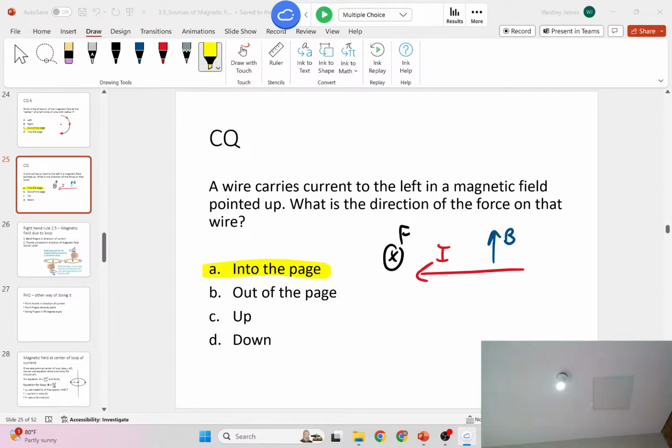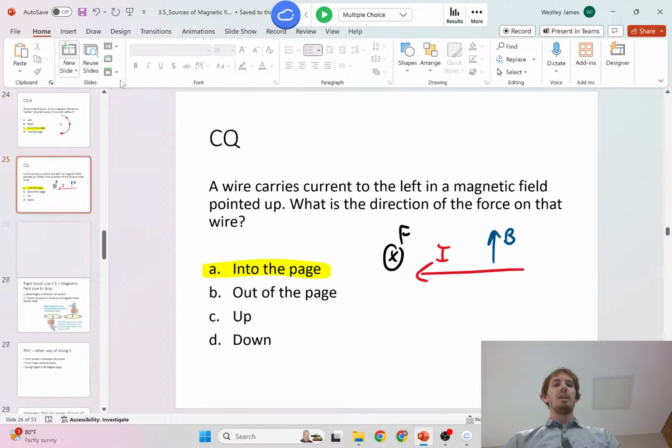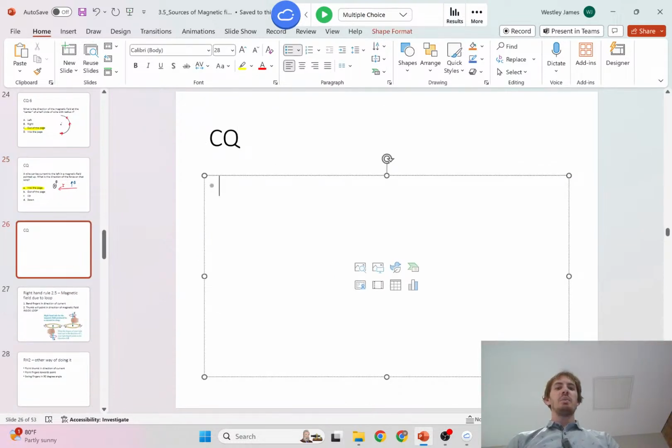Remember that current is positive charge flowing. Current is defined as positive charge flowing, so we didn't have to do any flip-floppy thing. But if this was a negative charge going to the left, then the answer would be out of the page. Negative charges are the opposite rule as positive charges / current. Okay? So great. This was right-hand rule number 1. Direction of force. Thumb is really strong. That's force. Let's do the other one.